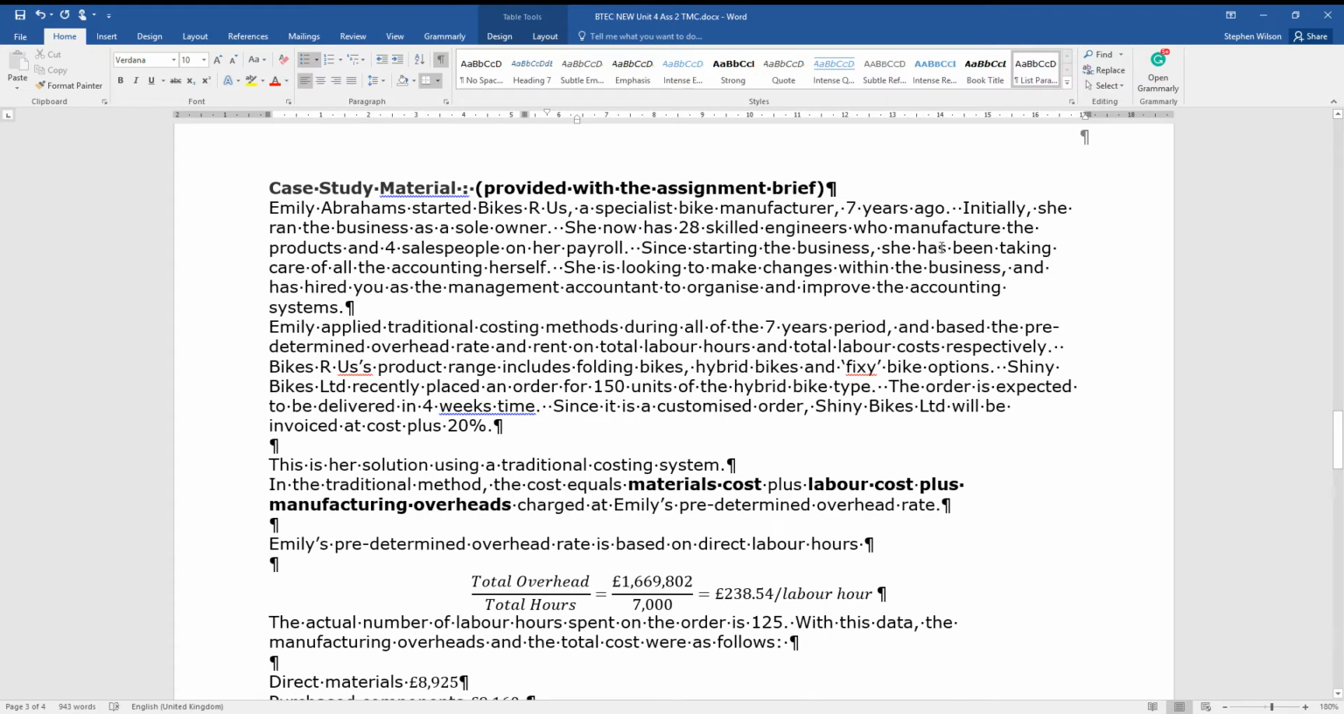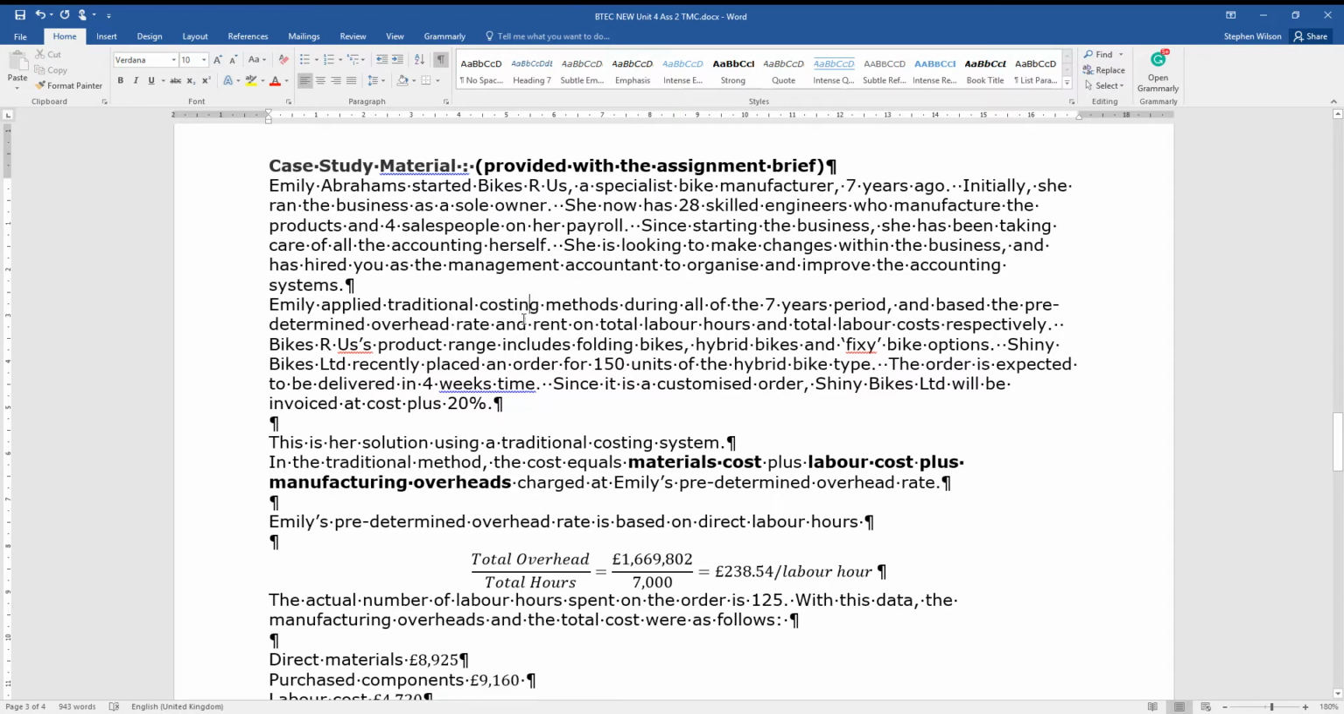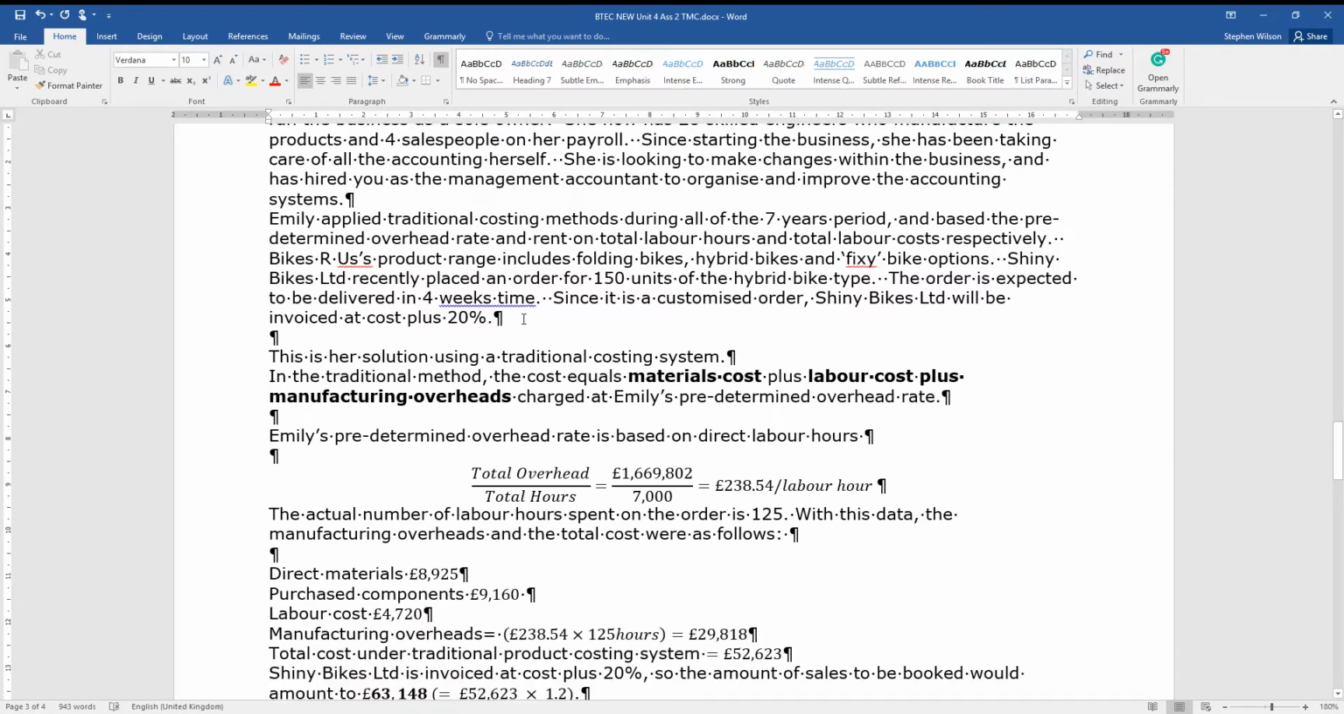28 skilled engineers who manufacture the products and 4 salespeople on her payroll. Since starting the business, she has been taking care of all the accounting herself. She is looking to make changes within the business and has hired you as a management accountant, to organise and improve the accounting systems. Emily applied traditional costing methods during all 7 years.